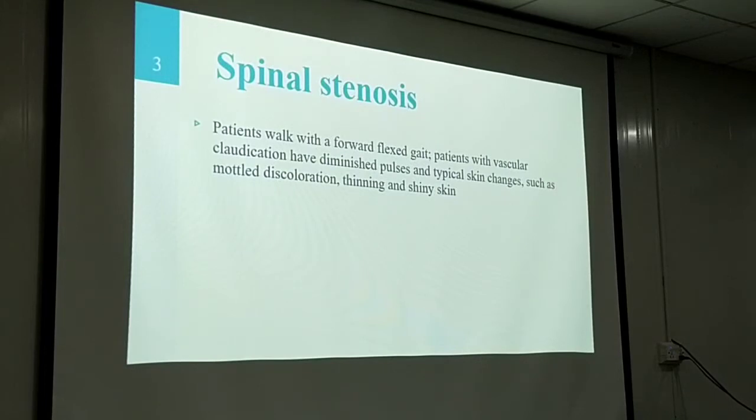Patients with spinal stenosis walk in a forward flexed gait. The patient will come into the OPD with a flexed posture. Patients with vascular claudication have diminished pulses and typical skin changes such as mottled discoloration, thinning, and shiny skin.